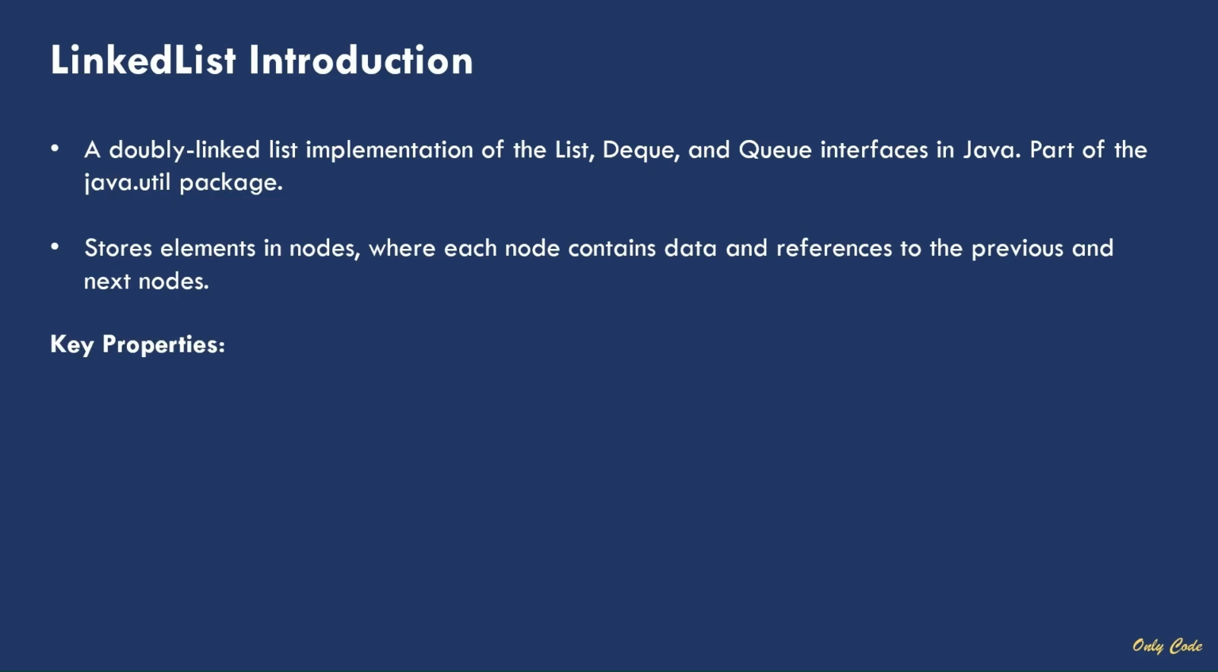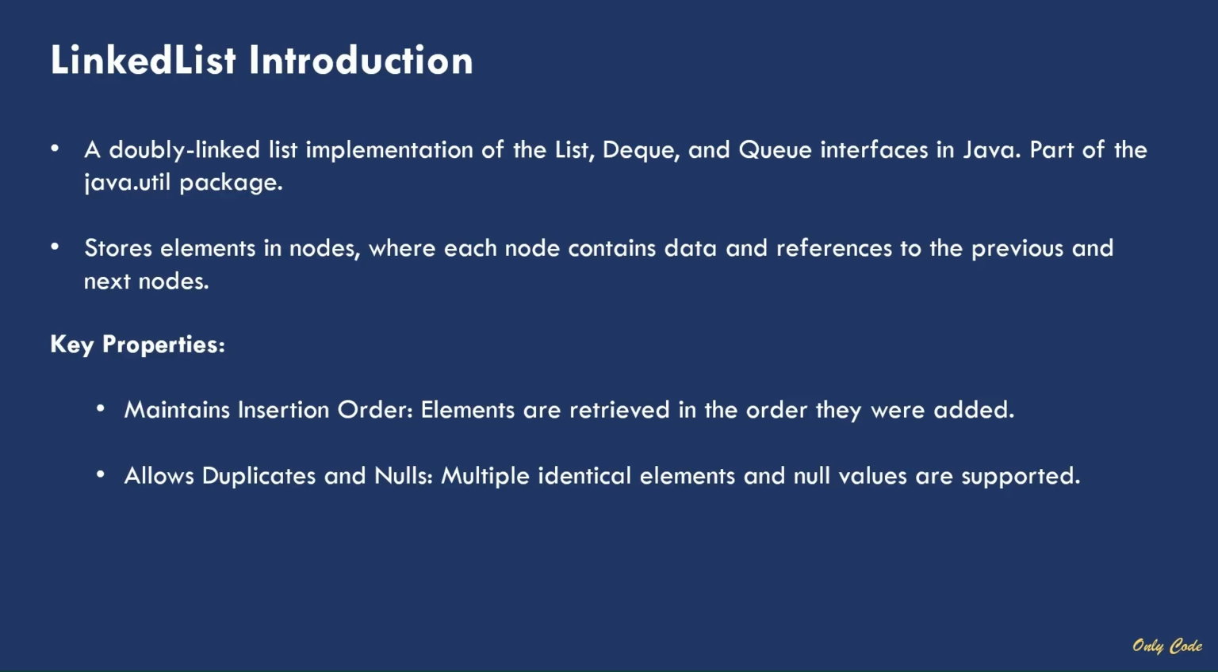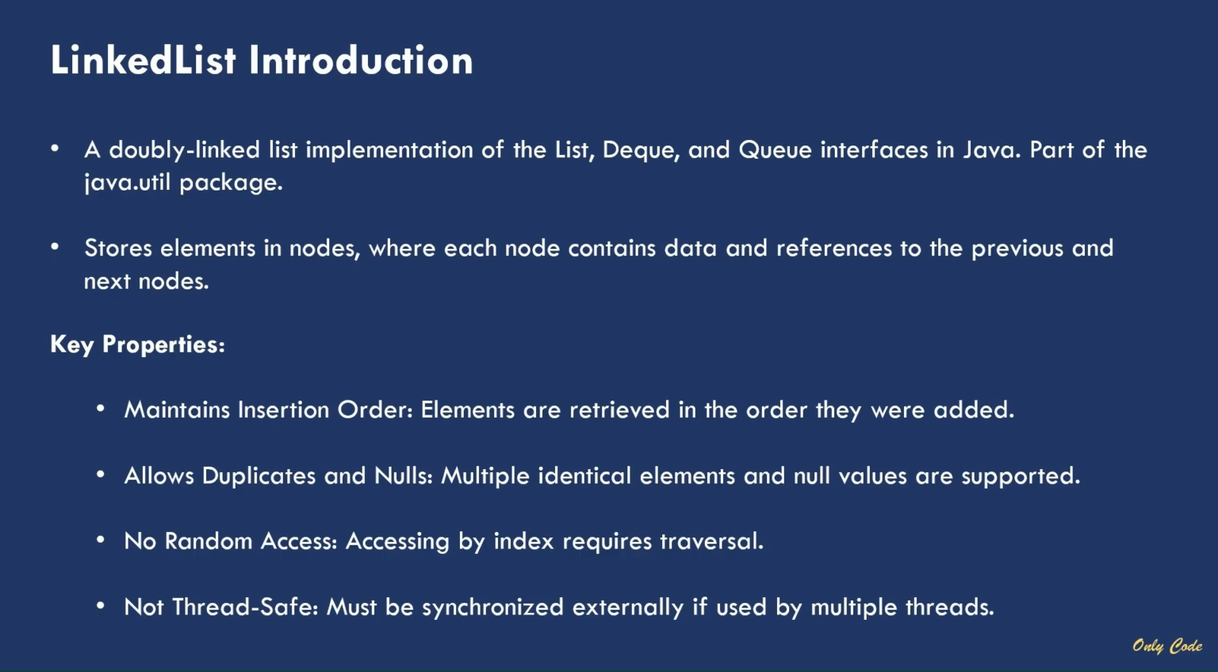Some of the key properties of linked list are: maintains insertion order. Elements come out in the exact order they were added. Allows duplicates and nulls, so you can store repeated elements and even null values. No random access. Unlike an array, you cannot directly jump to an index. Linked list needs to be traversed node by node. Not thread safe. If you are using it in a multi-threaded environment, you should synchronize it manually.